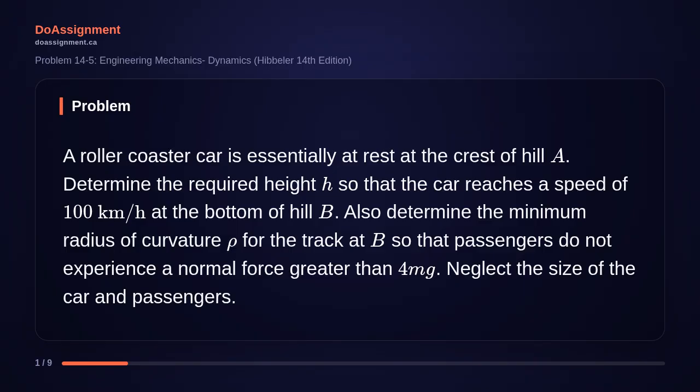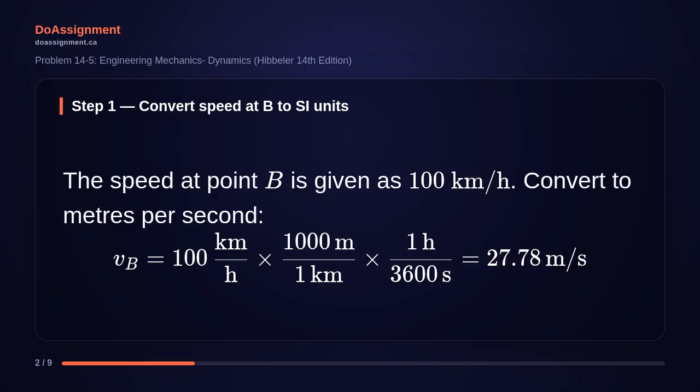Now, let us work through the solution step by step. First, convert the speed at point B from 100 kilometers per hour to meters per second. Multiplying by 1,000 over 3,600 gives approximately 27.78 meters per second.